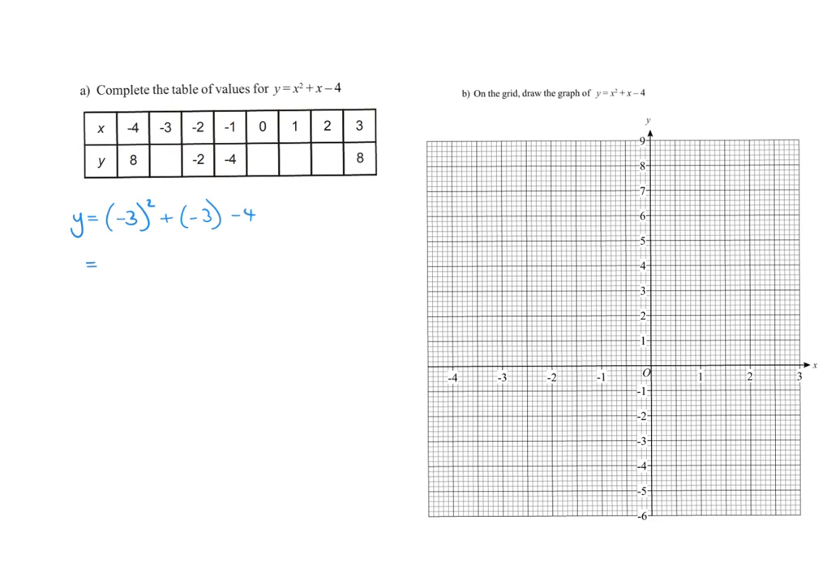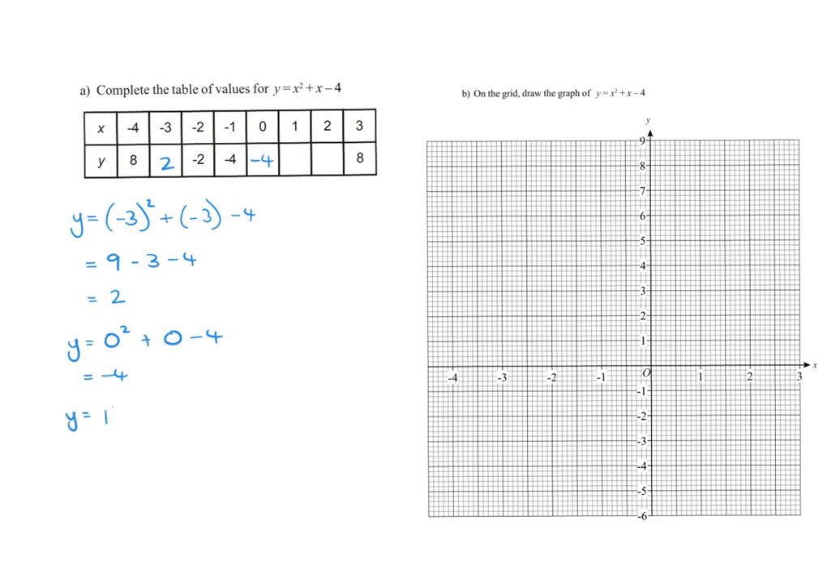So (-3) squared gives us +9. And then I've got -3 minus 4. So altogether, this is going to give me a value of 2, which I can put in my table. Next, I'm going to substitute when x is equal to 0. So I get 0 squared plus 0 minus 4. So that's just going to give me -4.